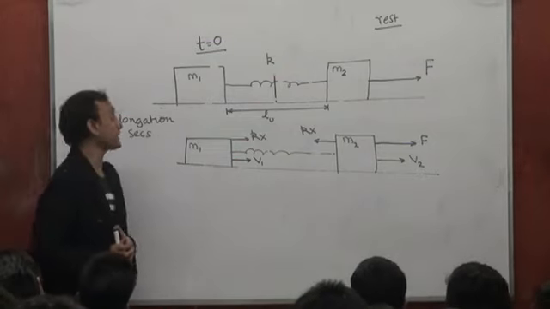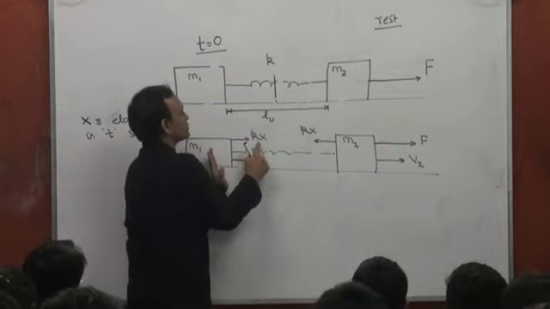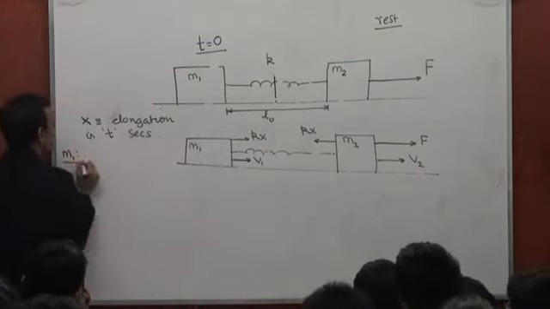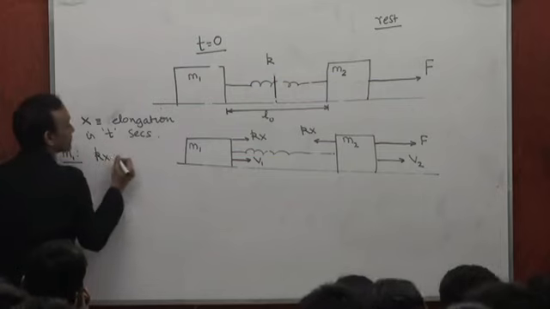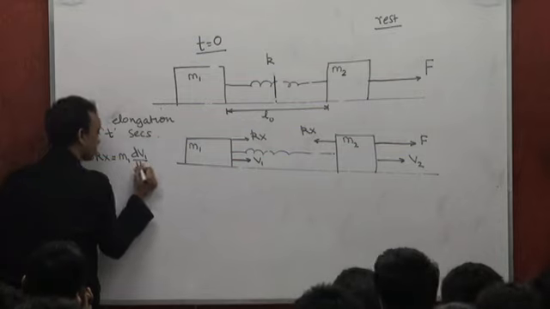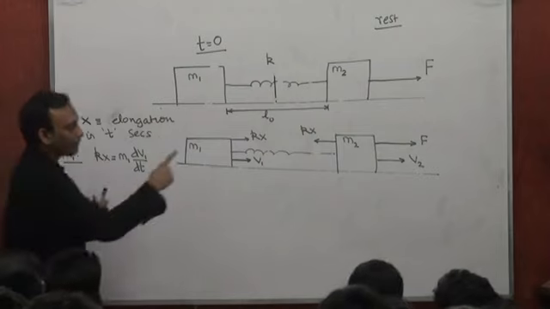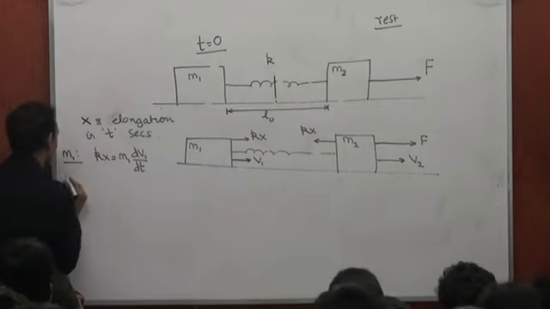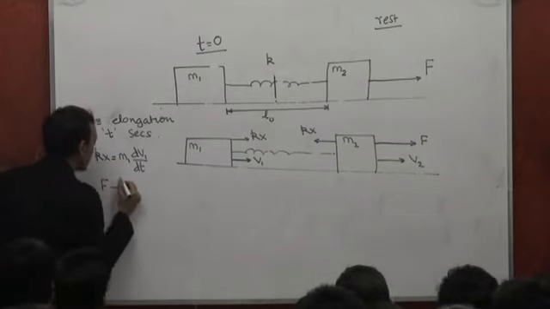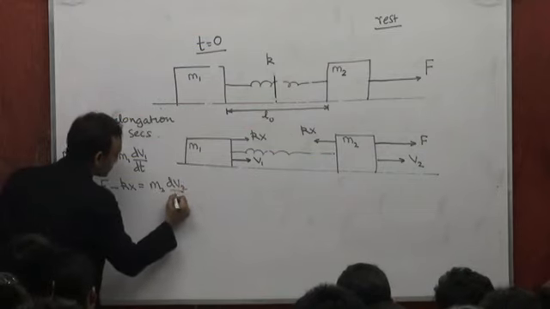Now, let me write Newton's second law for M1 and M2. For M1, what's the only force acting on M1? Kx. So Kx must be M1 dV1/dt. Newton's second law, right? For M2, F minus Kx equals M2 dV2/dt, right?